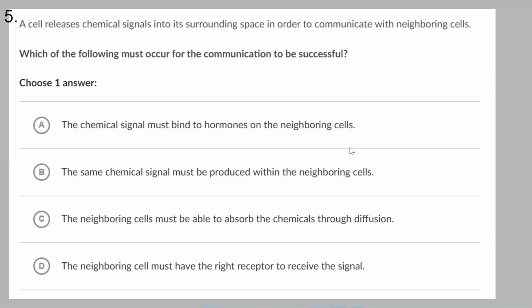B is wrong because if one cell is producing a signal and neighboring cells also produce a signal, what's the point? Signal has to reach the receptor, then only the cell will understand what the signal is about. If everyone is producing signal but nobody has the protein to receive the signal, no communication happens. Neighboring cells must be able to absorb the chemical by diffusion. If they absorb it, it will not produce any changes or relay of message will not happen. After absorbing, the lysosome may digest the chemical and the message will be lost. So C is also wrong.